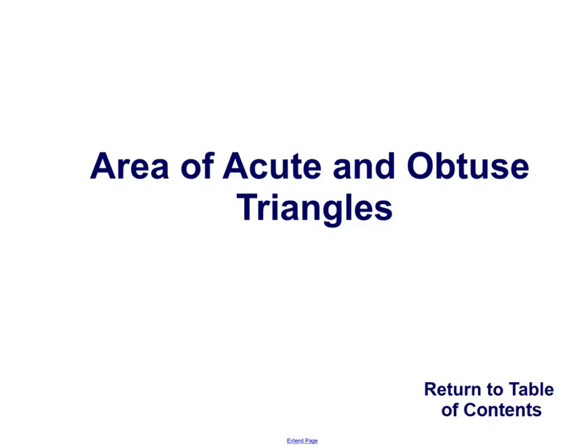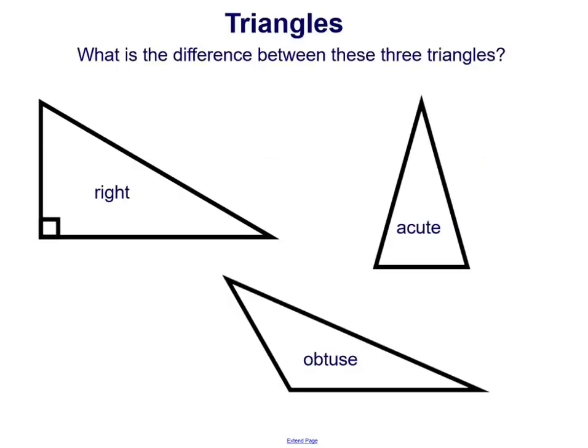Area of acute and obtuse triangles. What is the difference between these three triangles? Some of the things that you should notice are that only the right triangle has this 90-degree angle, our right angle here. Both the acute and the obtuse do not have a 90-degree right angle. A similarity is that they're all triangles and have three sides.